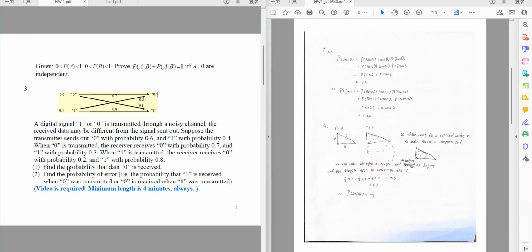And the second question is to find the probability of error, transmission error. In this case, we just use the enumeration method as above. There are two cases in which the error occurred. The first is sending a 0 but receiving a 1. The other one is sending a 1 but receiving a 0.